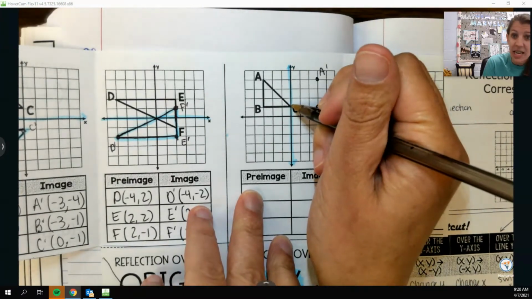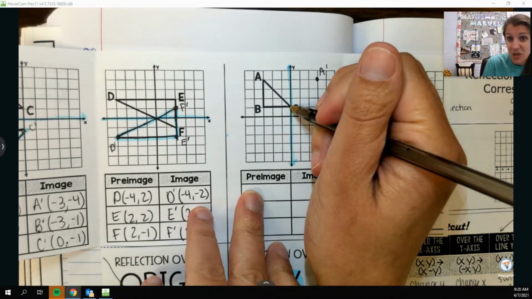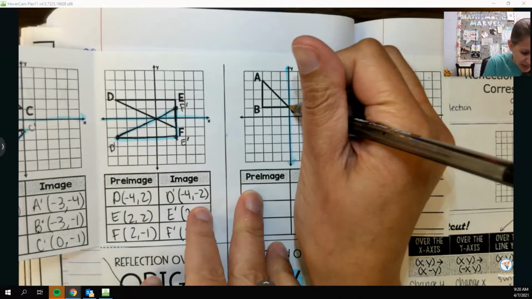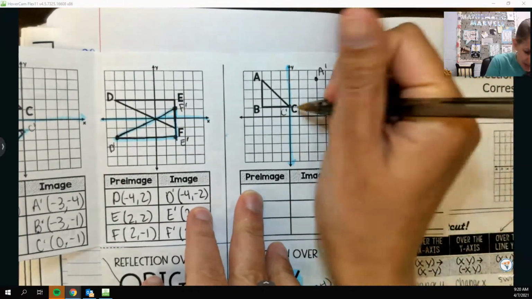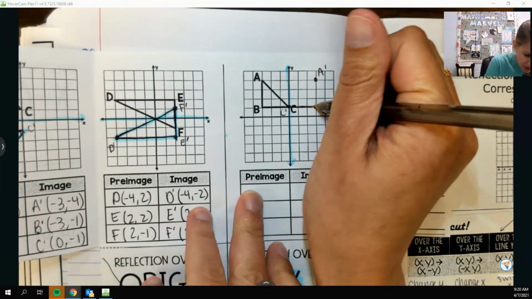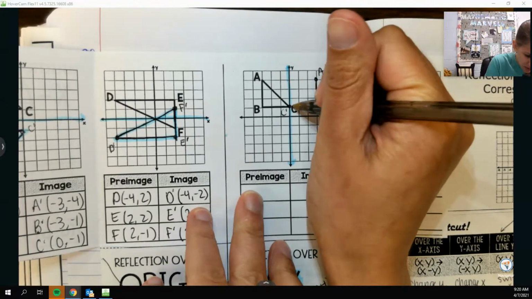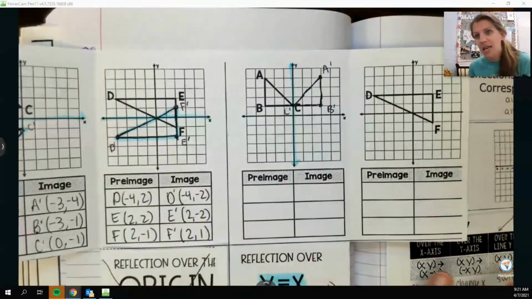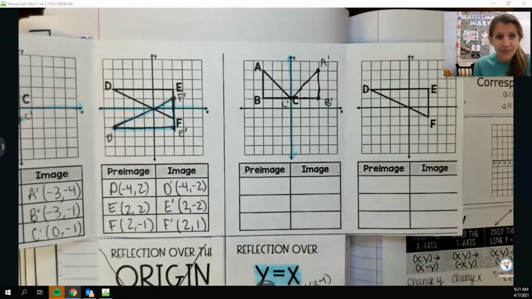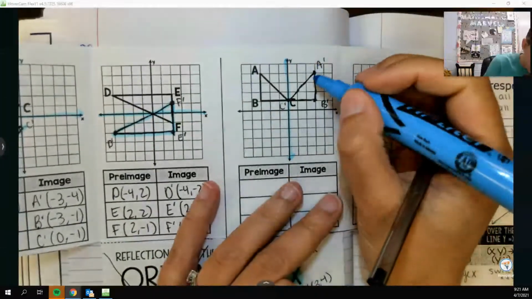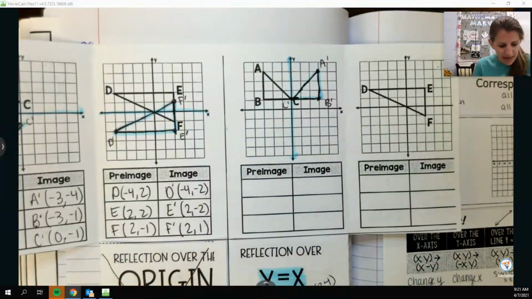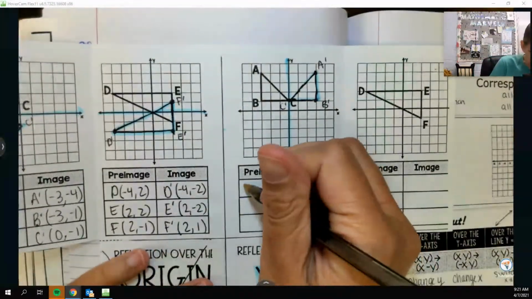Oh, and I love this. C is right on it. So it's 0 away, so it's going to stay 0 away. So C and C prime are in the same spot, which is kind of interesting. Only happens if the point that you're reflecting is on the line of reflection. And so then once I have my pre-image and my image, I can go find all the points.